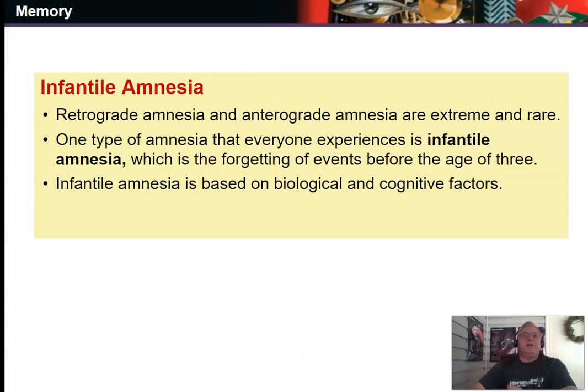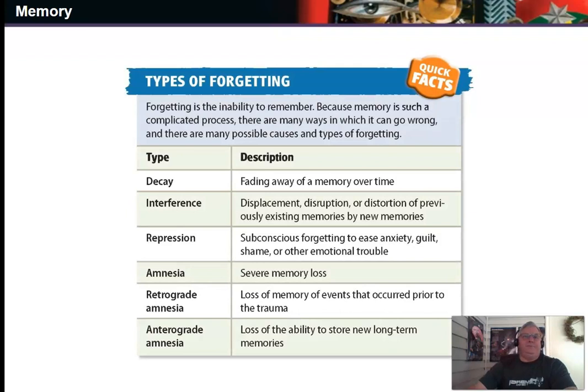Infantile amnesia. We all have infantile amnesia. Retrograde amnesia and anterograde amnesia are extremely rare. One type of amnesia that everyone has is infantile amnesia, which is forgetting of events before age 3. Infantile amnesia is based on biological and cognitive factors. Types of forgetting is the inability to remember. Because memory is such a complicated process, there are many ways in which it can go wrong.